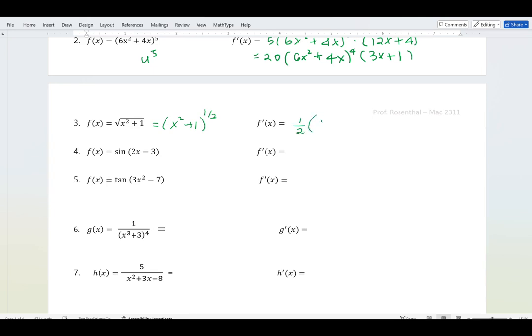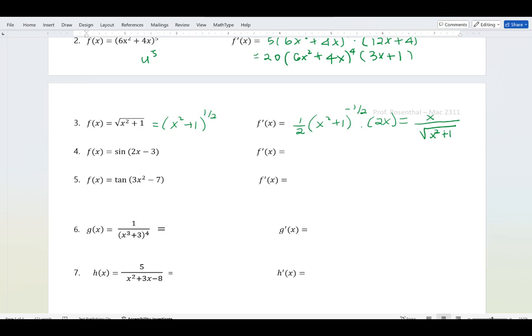So I brought the power down, subtract 1 from the power, and multiply everything with the derivative of the inside. In this case, 2 and 1/2 can be simplified, so there's an x left on the top. And because I have a negative exponent, we have learned to leave the answer with a positive exponent. That's the format that I'm asking you to leave your answer. So let's bring it in the denominator then as x squared plus 1 to the power of 1/2. So that's the same as the square root of x squared plus 1 in the denominator.